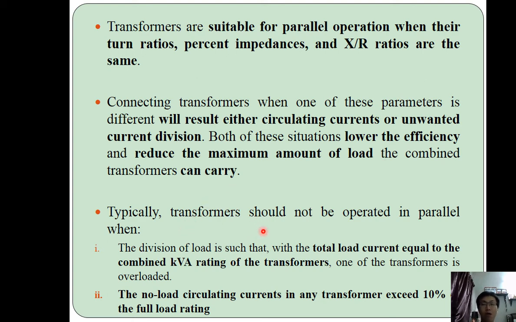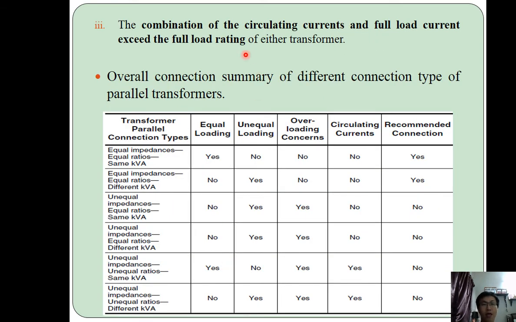Typically, transformers should not be operated in parallel when the division of load is such that, with the total load current equal to the combined kVA rating of the transformers, one of the transformers will be overloaded. The second condition is that they should not be operated when the no load circulating current in any transformer exceeds 10% of the full load rating. Also, the combination of the circulating current and the full load current cannot exceed the full load rating. So the overall connection summary of the different connection types of parallel transformers can be put in this chart.